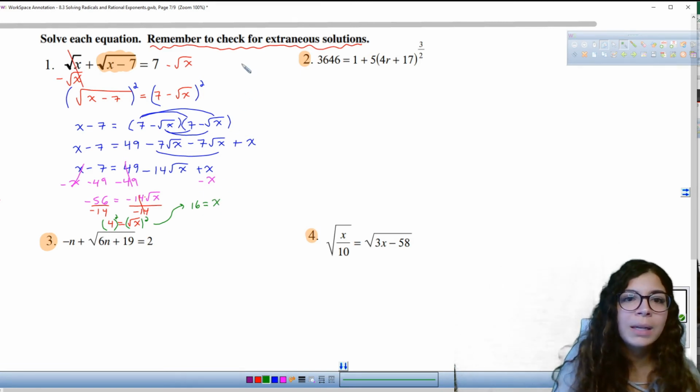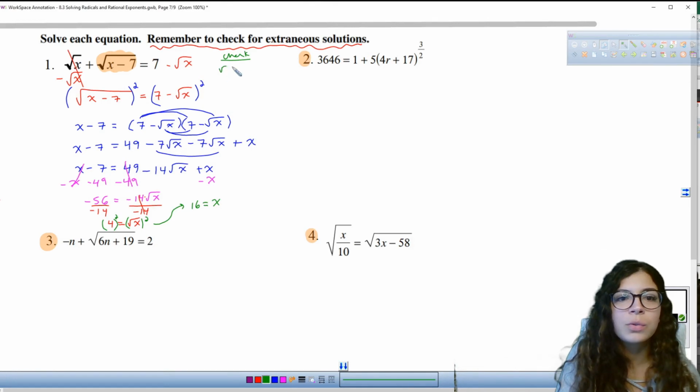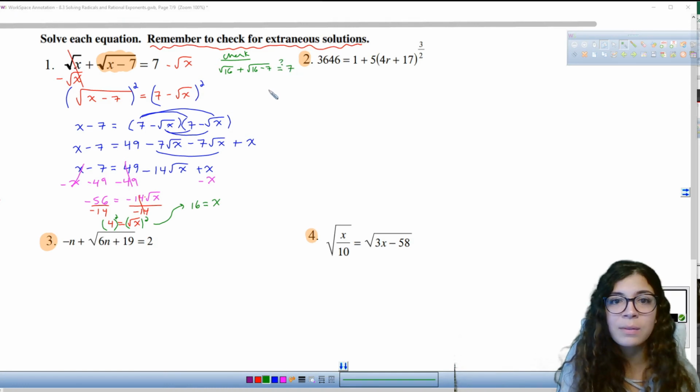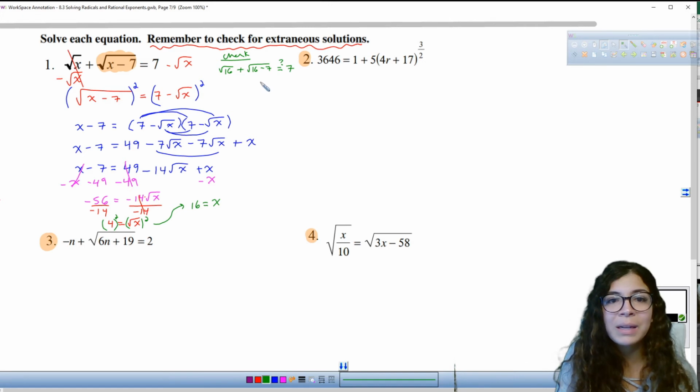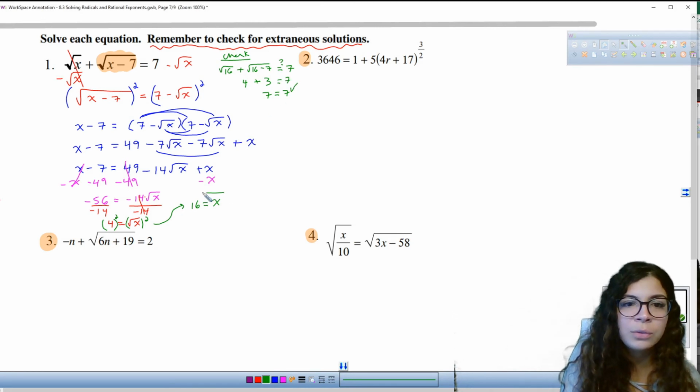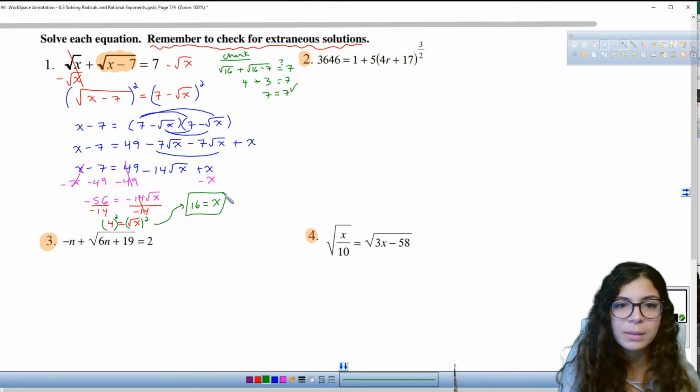So let's go ahead and check it. Square root of 16 plus the square root of 16 minus 7 should equal 7 if this is a valid solution. 16 minus 7 is 9. The square root of 9 is 3. The square root of 16 is 4. 4 plus 3 is 7. 7 equals 7. This checks out. Yes, this is a good and valid solution. I can go ahead and box it.